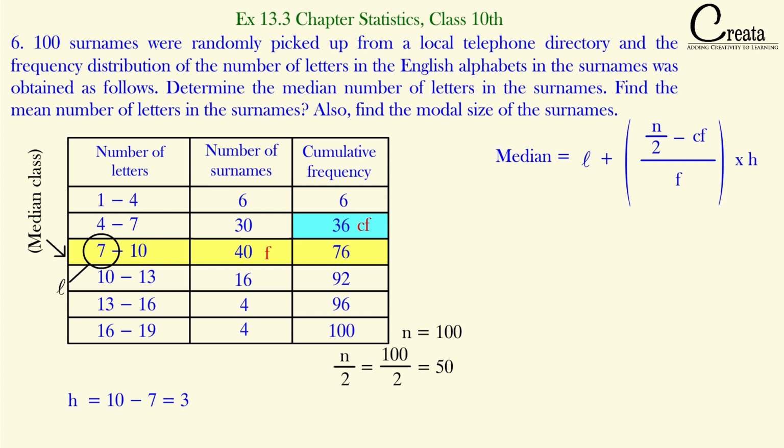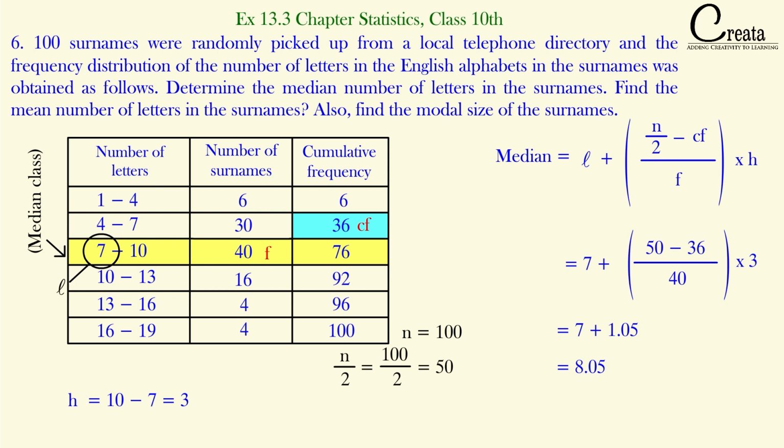We got all the values. Let's use the formula and put in all the values. On solving, we got the median as 8.05. The median number of letters is 8.05. That is the answer of one part of the question. Okay, we have calculated the median.